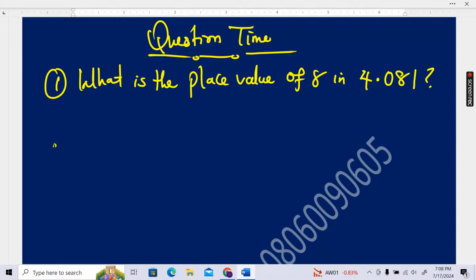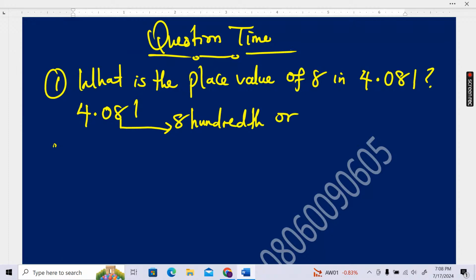Fantastic. Thank you to the person who answered it fast. So the place value of 8 in 4.081 is 8 hundredths, or 8 over 100, or 0.08.